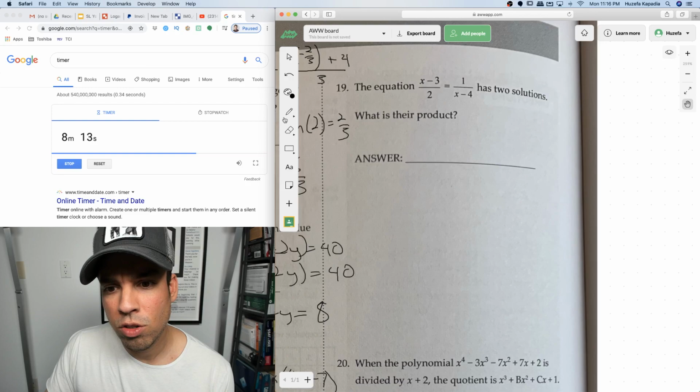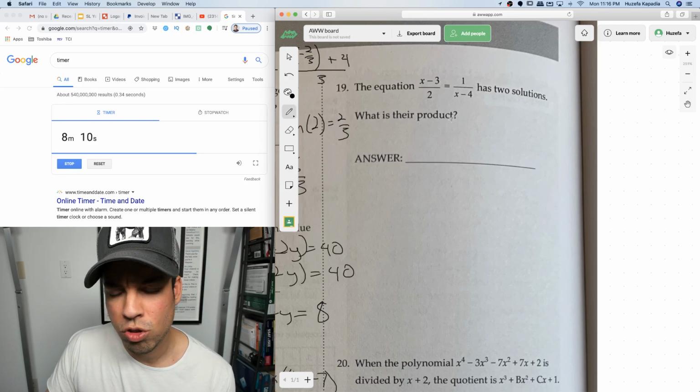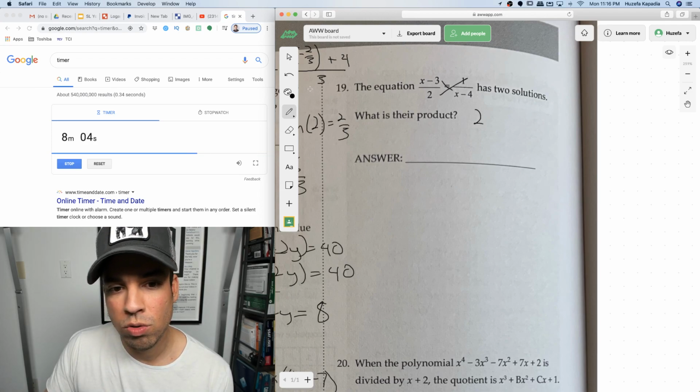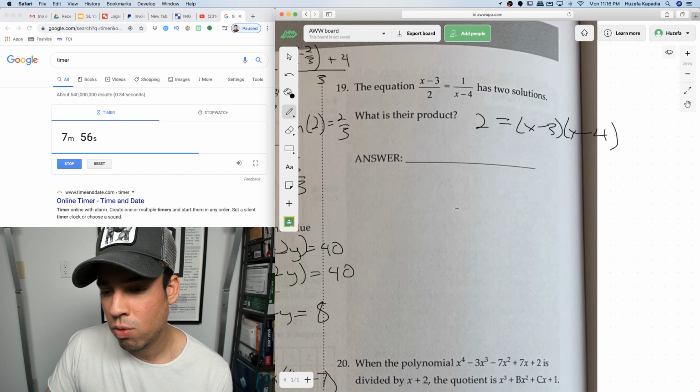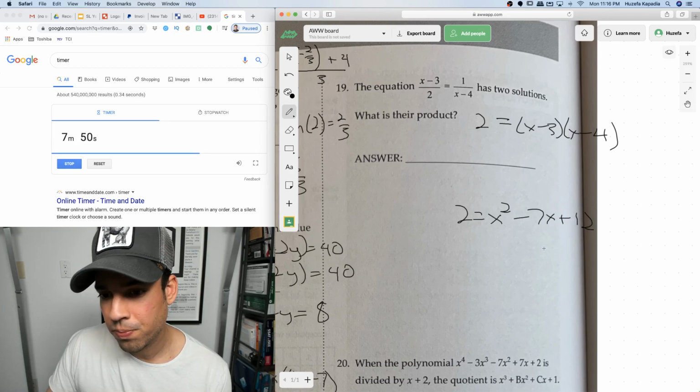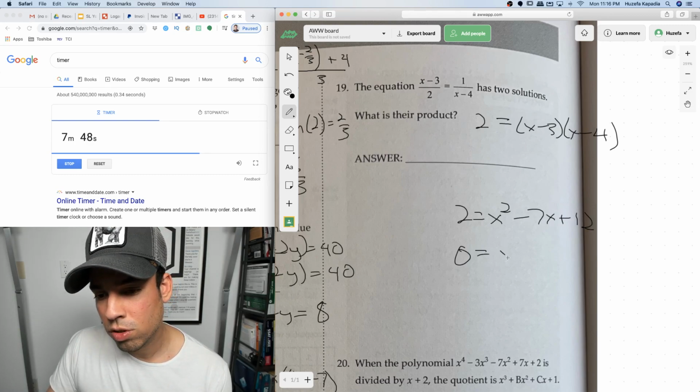19, the equation x minus 3 over 2, 1 over x has two solutions. What is their product? Okay, the product of the two solutions. I'm going to cross multiply. So I get 2. Let's not do that. I get 2 equals x minus 3 times x minus 4. Okay, FOIL. So I get 2 equals x squared minus 4x minus 3x plus 12. Subtract 2. 0 equals x squared minus 7x plus 10.